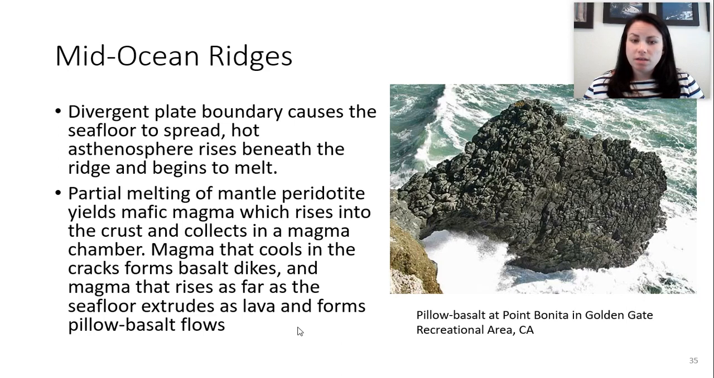Remember, dikes are where we see the vertical intrusion. And that magma rises as far as the seafloor and extrudes as lava and forms pillow basalt flows. So as it's trying to reach the surface, it can extrude as lava and create this billowy effect, and that's called pillow basalt. And you can see that near the Bay Area. This is at Point Bonita in Golden Gate Recreational Area, and you can see that this is more like pillowy billows as it's cooled quickly from the ocean water.